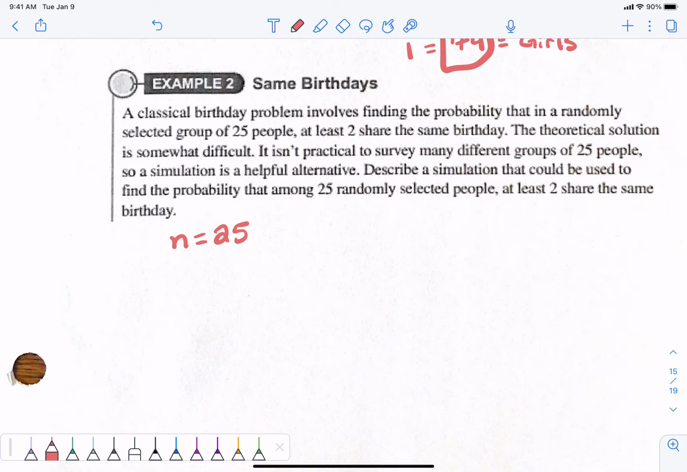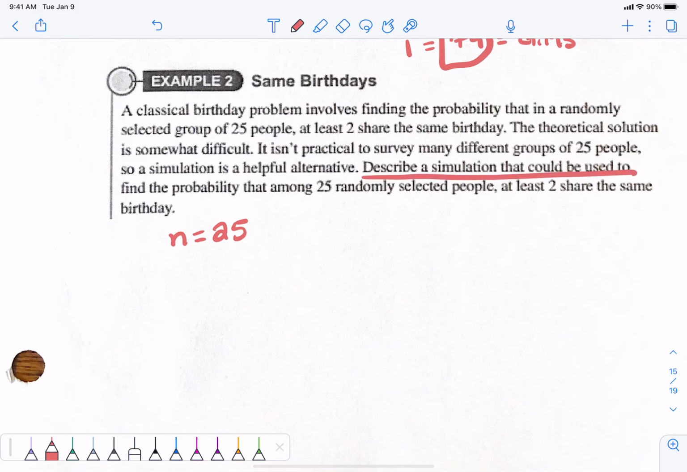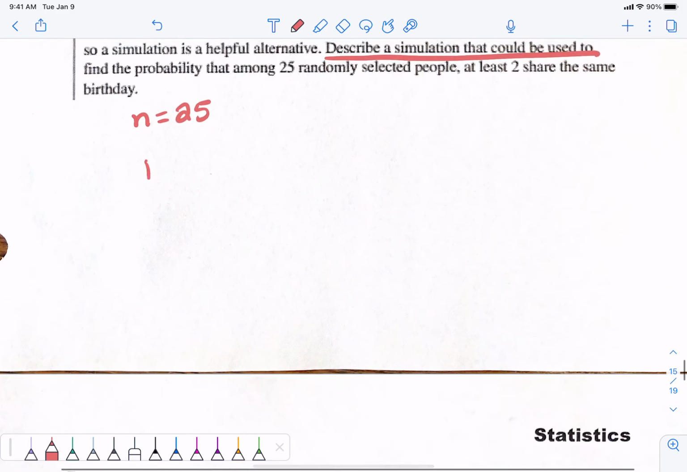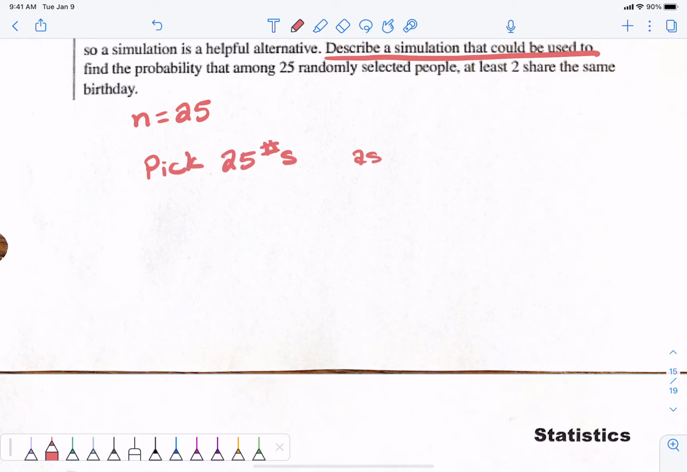So we're trying to see that if I group 25 people, what? Very nice. So if she was in a room with you, you would qualify, okay? So describe a simulation that we could use in order to find the chances of getting 2 people that have the same birthday. So what could we do? Right, I'm going to pick 25 numbers assigned 1 through 365, okay, and see if we get 2 matches, right?